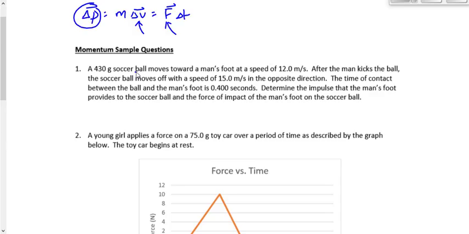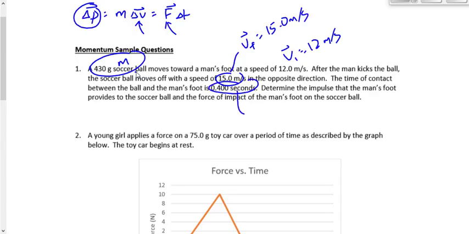So what do we got here if we're analyzing the soccer ball? We got a soccer ball with a mass of 0.430 kilograms. Maybe we want to convert that grams to kilograms. We've got an initial velocity of 12 meters per second. We've got a final velocity here of what, 15 meters per second? And we've got a time of contact here of 0.400 seconds. We want to find the impulse, and we want to find the magnitude of the force of impact. Is that right so far, by the way? Have I missed anything?